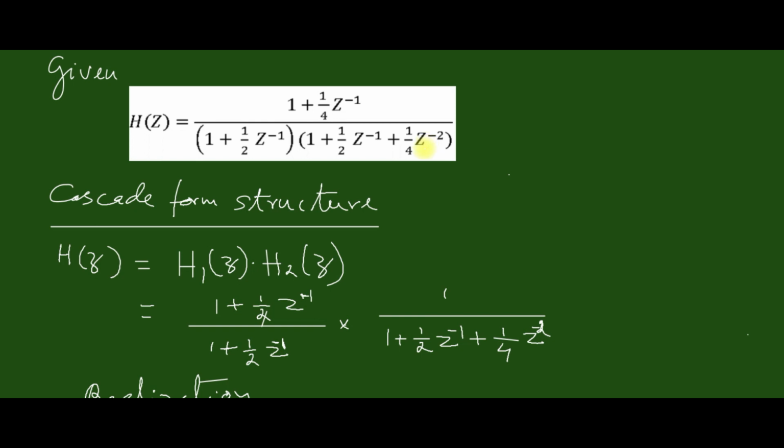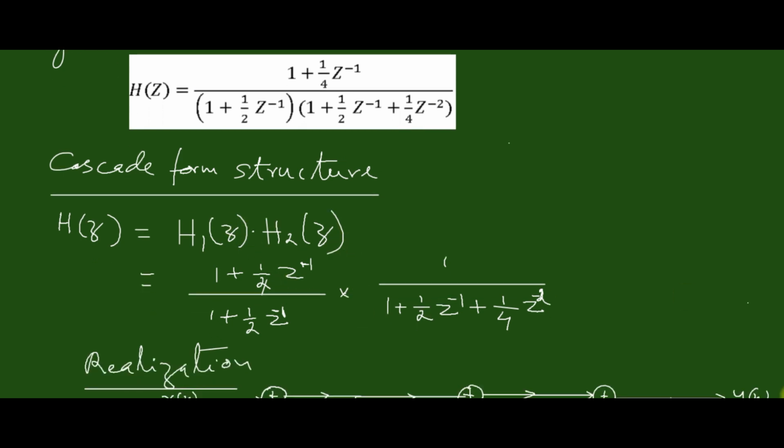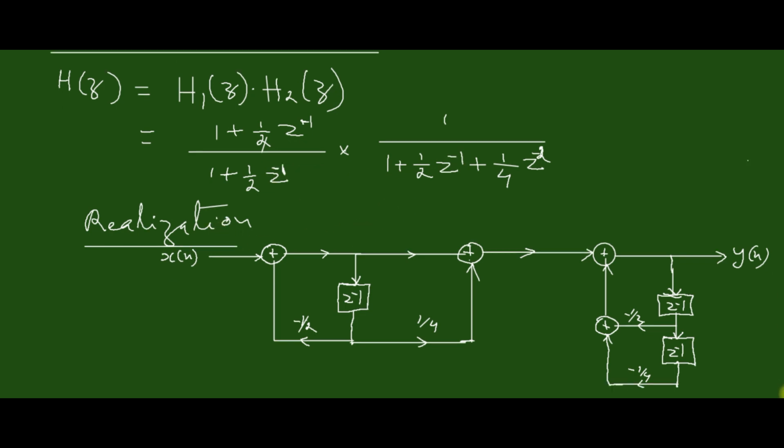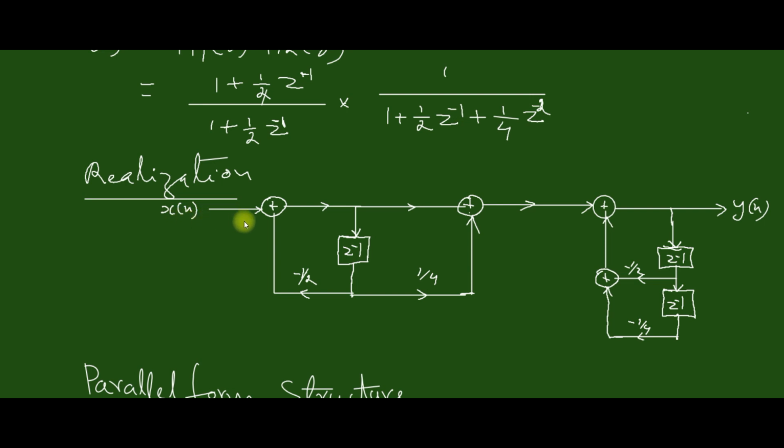So let us have a quick review of this problem. Given the system function H of z, first we drew the cascade structure, where we put this H of z in the product form H1 of z and H2 of z. Then we realized the structures independently for H1 of z and H2 of z, and connected them in series. This is the cascade realization. You will get 5 marks up to this point.